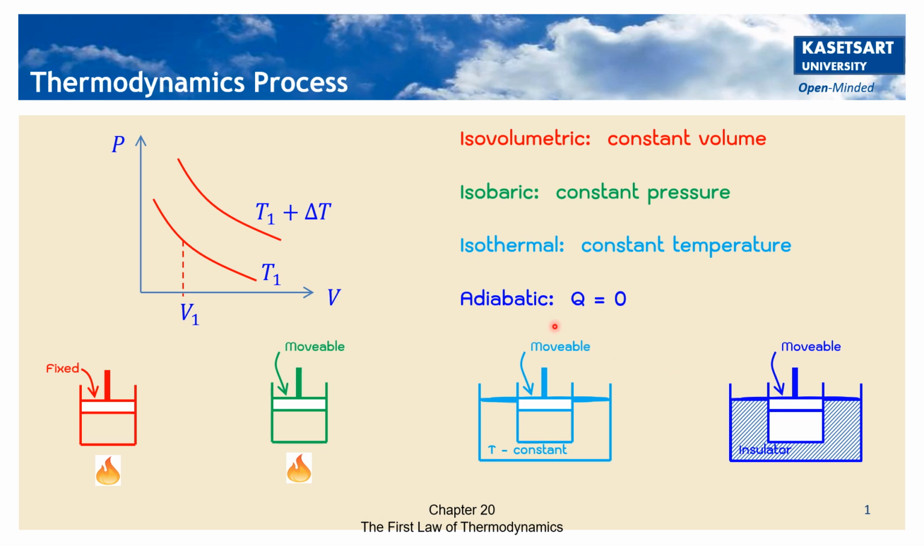The last type is the adiabatic process. The adiabatic process is something like you put your system into an insulator. So volume can change, pressure can change, and the temperature of your system can also change, but we do not have thermal or heat exchange between the system and the surroundings. This we call the adiabatic process.